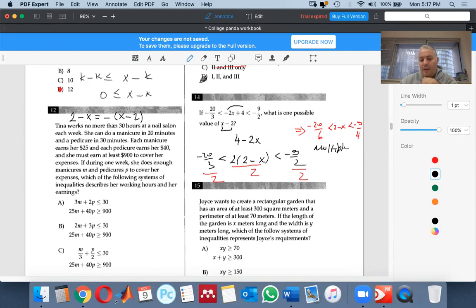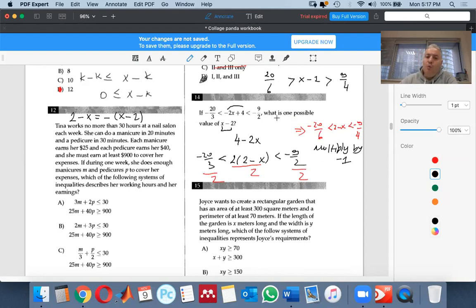Multiply by negative 1. When you multiply an inequality by a negative, change direction. So this less will be greater, this less will be greater. Negative 1 times negative 20 over 6 will be positive 20 over 6. Negative 1 times negative 9 over 4 will be positive 9 over 4. And negative 1 times 2 minus x is negative 2 plus x, which means x minus 2, which is my question.